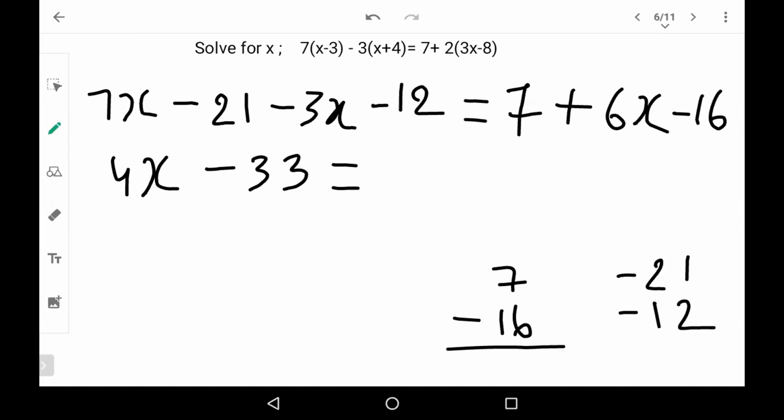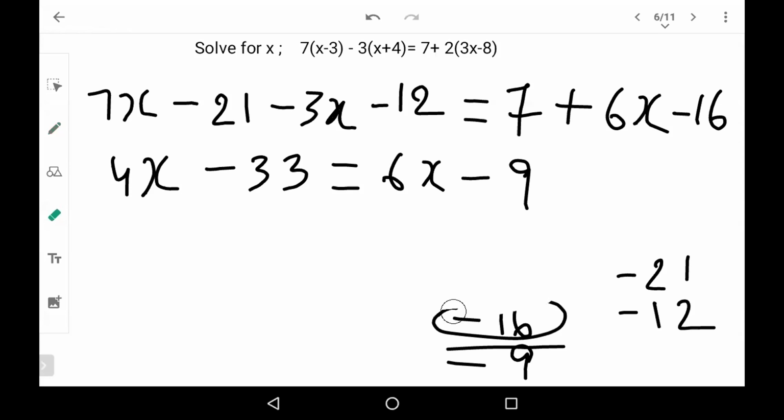Seven is plus, okay? So 7 minus 16 is 9. And for the bigger number, there is a minus sign, so take that minus down. So 6x minus 9. That will be the expression.